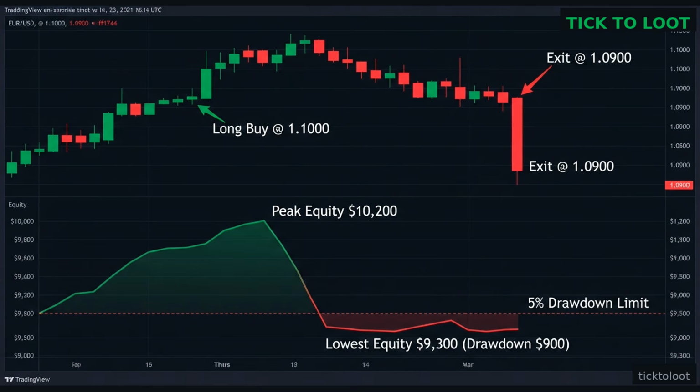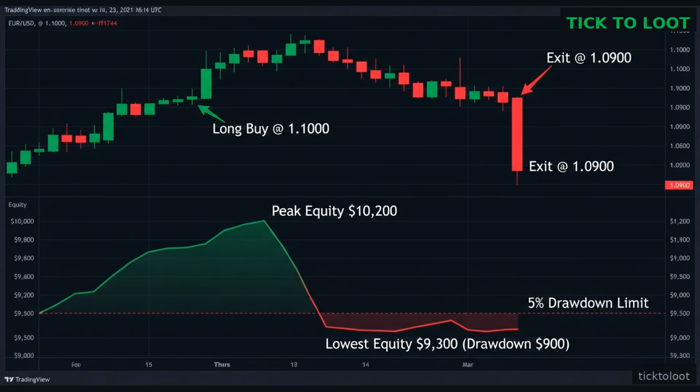Suddenly, the market reverses, and the euro to US dollar slides down to 1.0900. The red bearish candle shows this drop, and your trade loses about $900. As the loss accumulates, the equity curve, shown as a line beneath the price chart, slides down to $9,300. This lowest point is called the trough, and the difference between the peak $10,200 and the trough $9,300 is your drawdown, which in this case is $900, or roughly 8.5% of the original account.